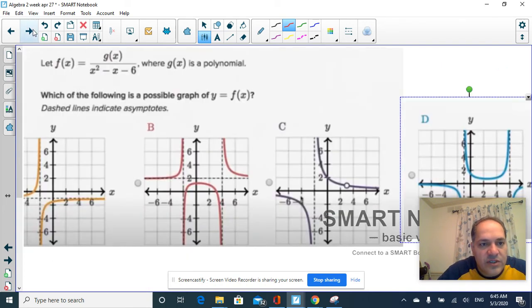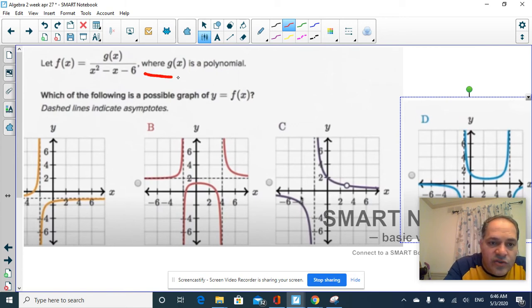Now the next question. We have this function, but we don't have the numerator exactly. We just have g of x as a polynomial function. So we are not able to use the point of intersection with the y-axis, because we can't plug in x is 0 without knowing the constant term of g of x. So we have to use the other option, which is asymptotes.